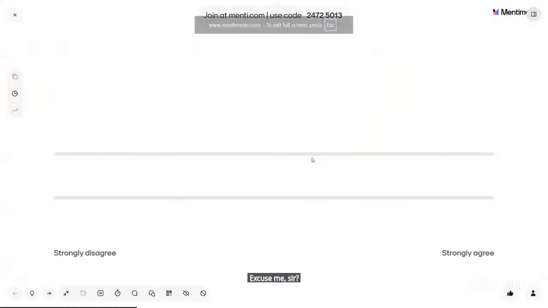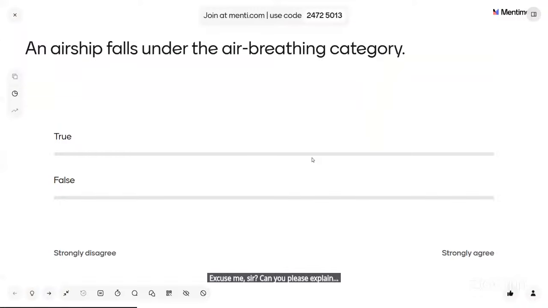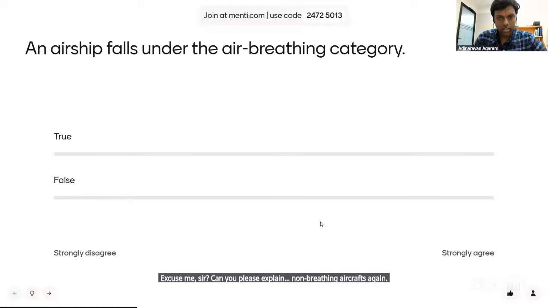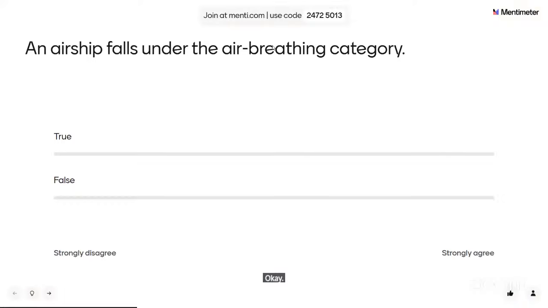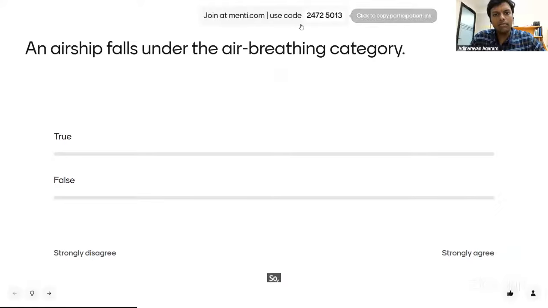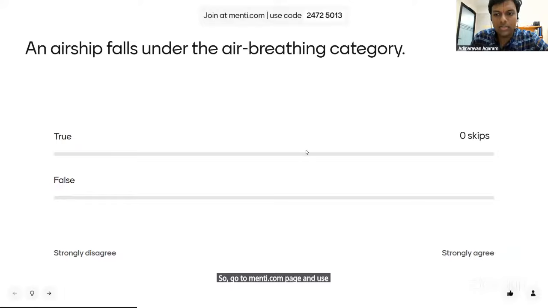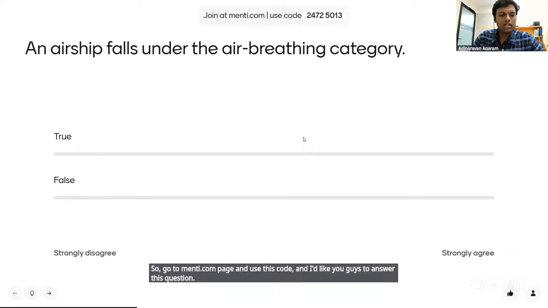So I'd like you guys to answer on the menti.com page. Can you please explain non-breathing aircrafts again? Okay, sure, one second. Can you just try this out? I'll get to that question if you don't mind. Okay, sir. So go to the menti.com page, use this code, and answer this question.